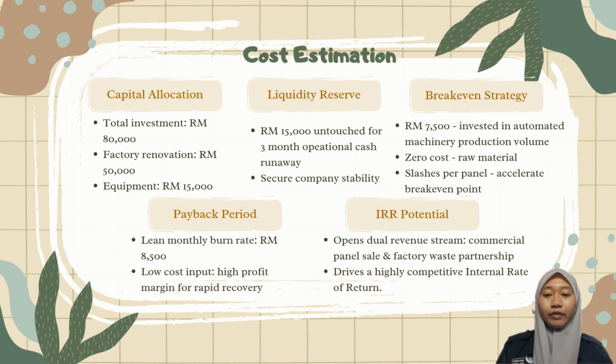The other 15,000 ringgit is kept completely untouched as a cash reserve. This gives us a 3 month safety net to keep the business stable during our early sales phase.